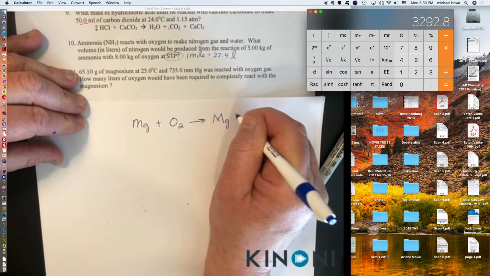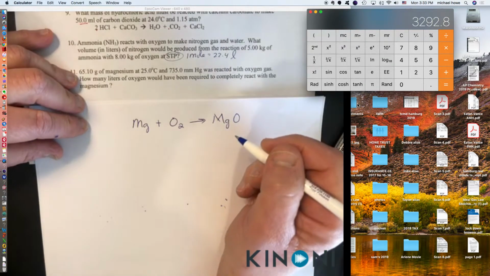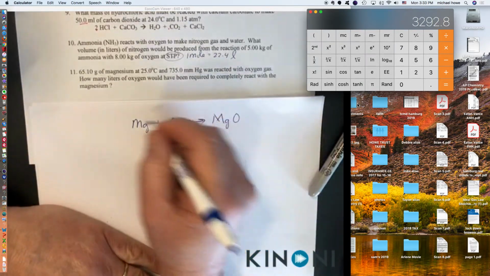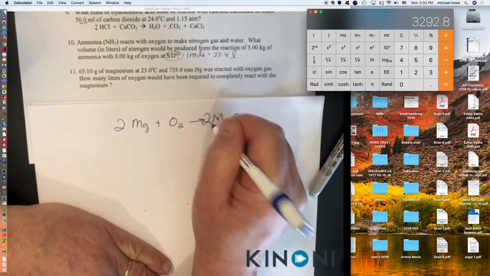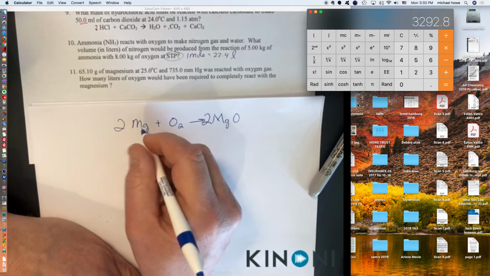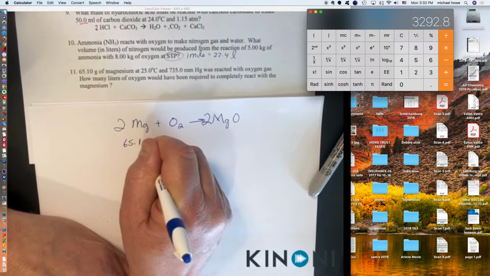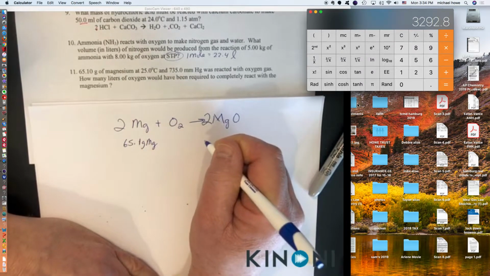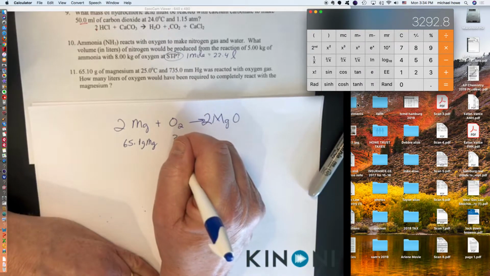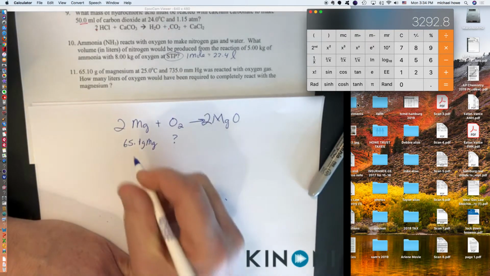This is the one that we did in our lab, burning the magnesium ribbon, and it was a real bright light. You remember it was a white powder, it was the magnesium oxide. Then we balanced the equation just like this, and we did all this in the lab. So we have 65.1 grams of magnesium, and we're wondering how many liters of oxygen we're going to need to react with it.